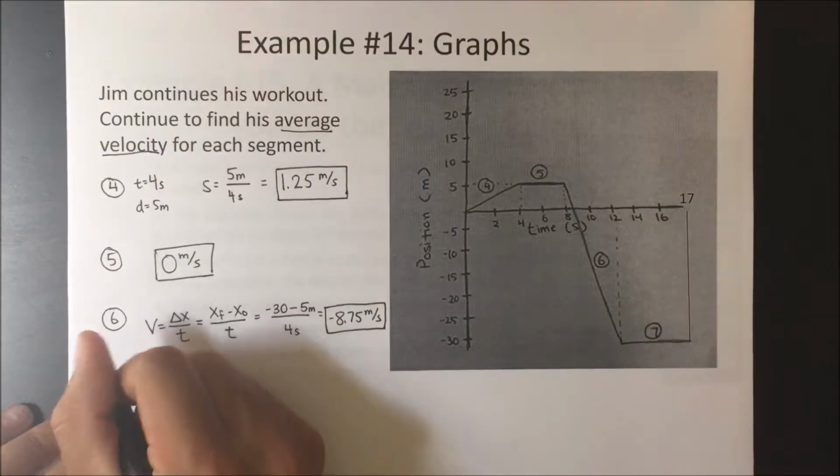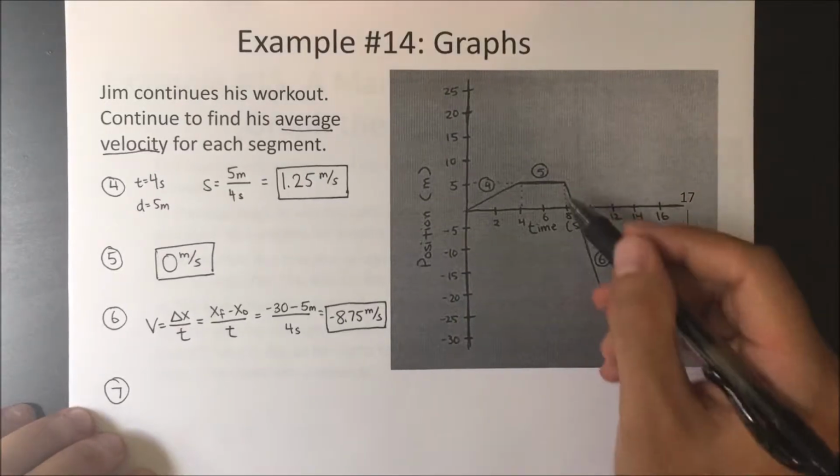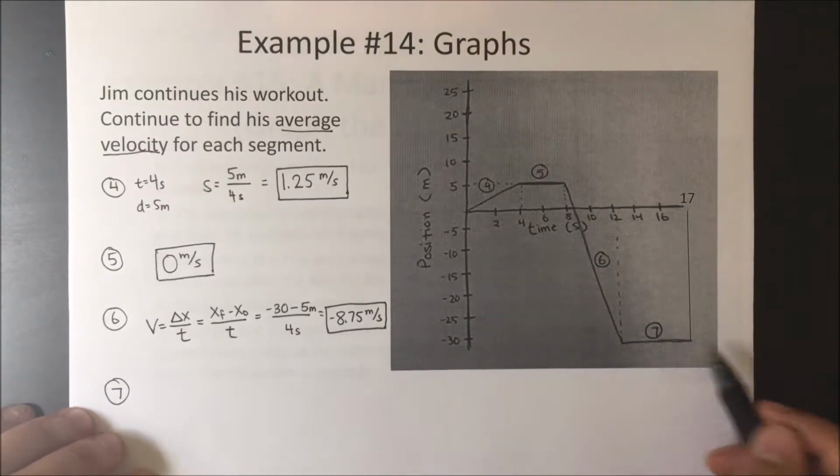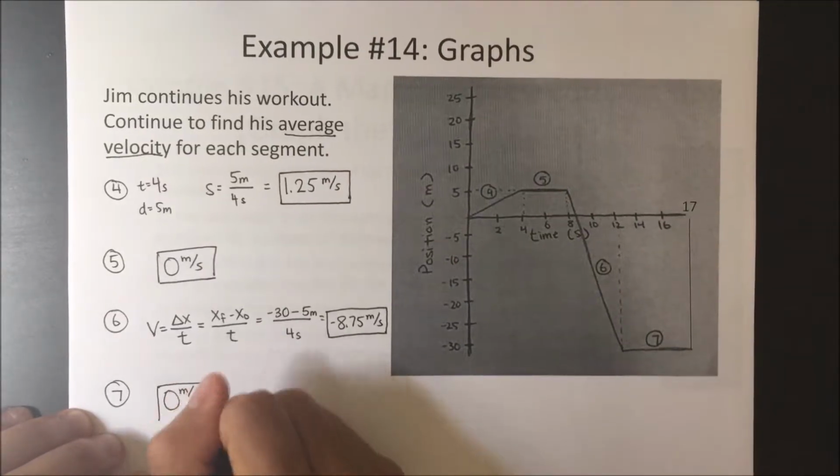And number 7, again, there is no slope. He's staying at that negative 30. Probably after that long sprint, he's just resting here. So we can see that this is 0 meters per second. There is no slope.